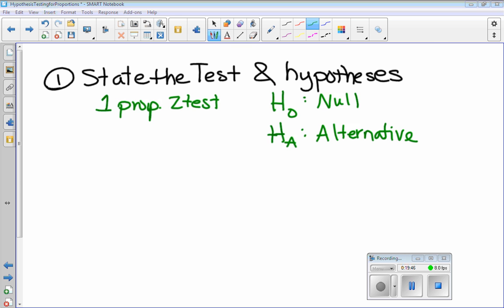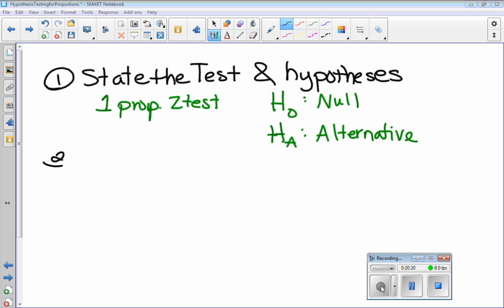Okay? So think of the null hypothesis, alternative hypothesis: null, alternative, null, alternative. Okay? I hate to say the word ho and ha, but you get the idea. The null and the alternative hypotheses. Okay? And we'll get back to what those are and how we need to write them in a couple of minutes.